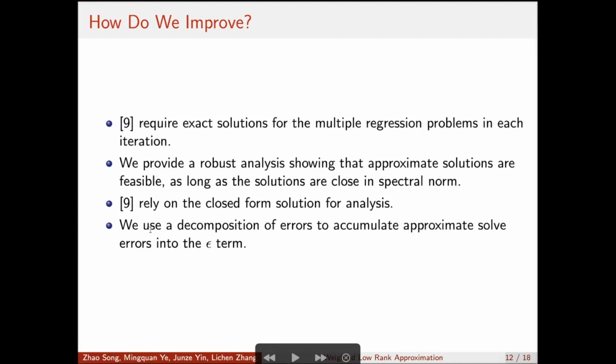Previous work requires an exact solution for the multiple regression problems in each iteration. However, we provide a robust analysis showing that approximate solutions are feasible, as long as the solutions are close in spectral norm. Second, previous work heavily relied on the closed form of the regression solution. However, we use a decomposition of errors to accumulate the approximation solving errors into epsilon terms.